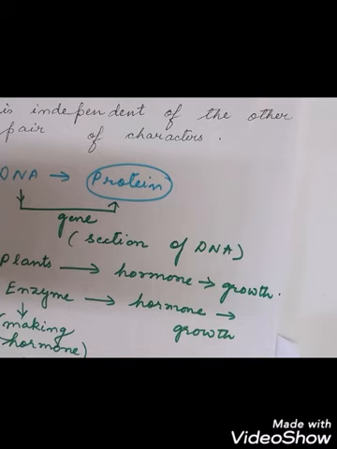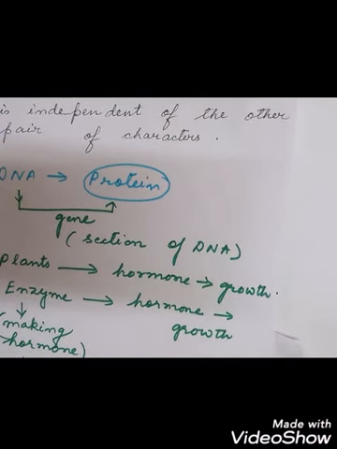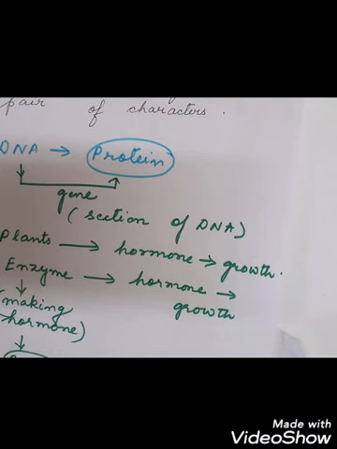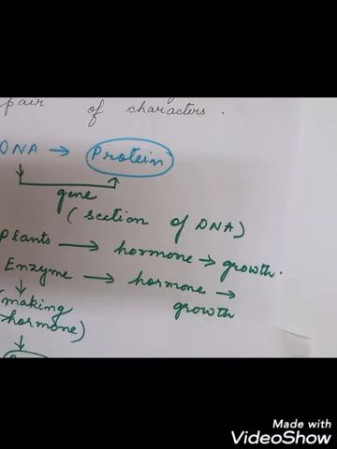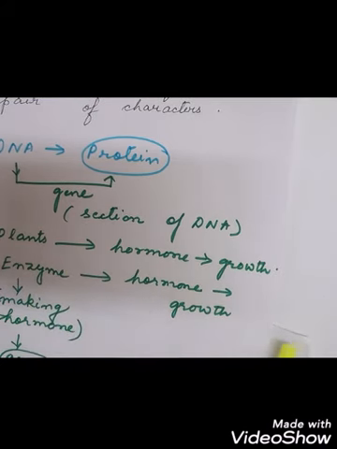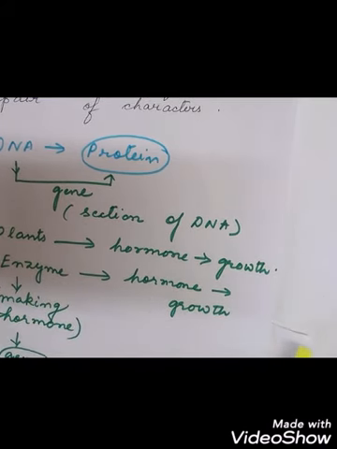Okay. So suppose we are talking about growth and development, like the height of the plant. Plants' heights are dependent on what? The hormones. It helps in the growth. Our height also depends on what? The hormones. And the hormone secretion is dependent on the enzyme. This helps in making the hormone. Okay. And the enzymes are the secretions that will help in this process.